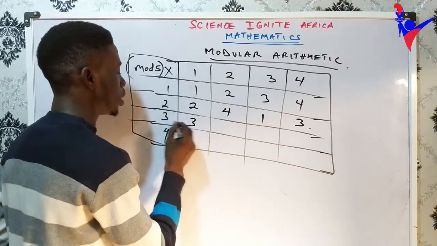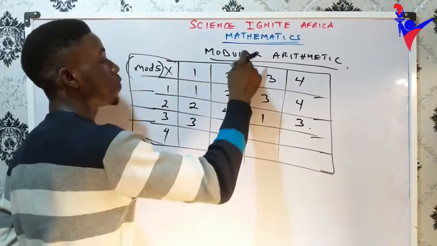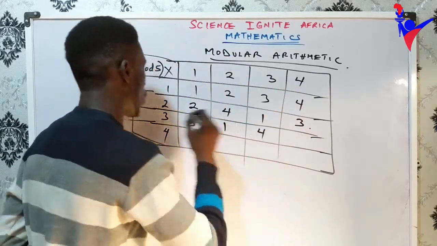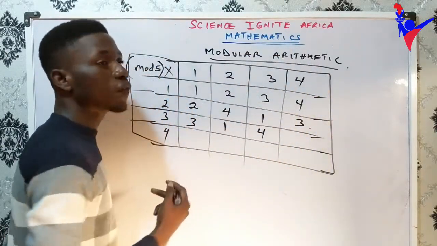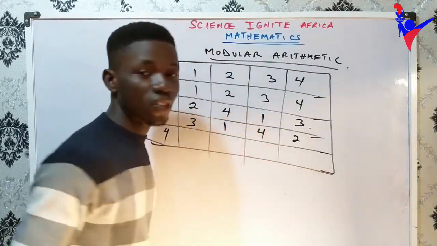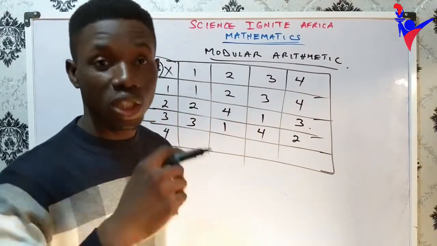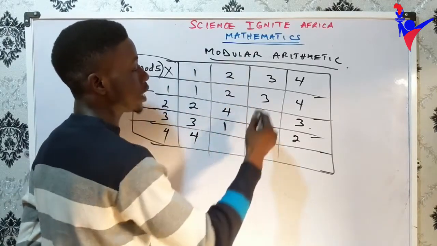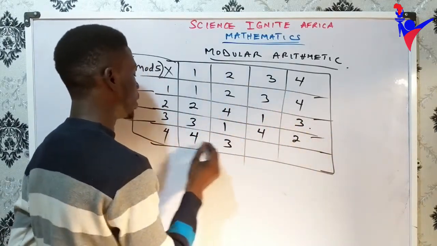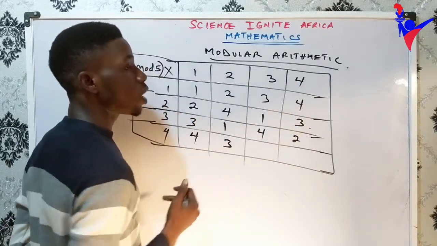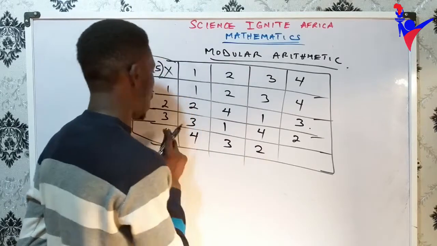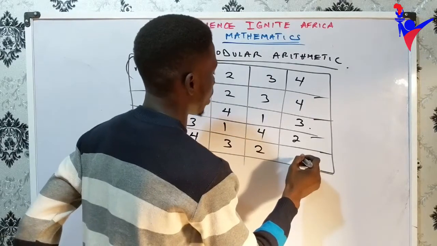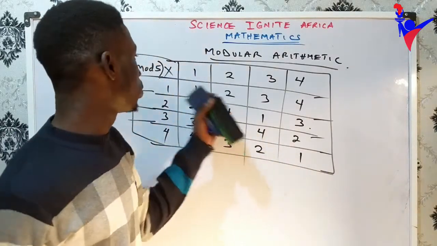3 times 1 is 3. This is okay. 3 times 2 is 6. So 6 in mod 5, we've already gotten that, is 1. 3 times 3 is 9. 9 in mod 5 is 4. Then 3 times 4 is 12. 12 in mod 5 is 2, because 12 divided by 5 is 2 remainder 2. Then 4 times 1 is still 4. 4 times 2 is 8, and 8 in mod 5 we've gotten to be 3. 4 times 3 is 12, which in mod 5 is 2. And 4 times 4 is 16. 16 in mod 5 is 1. So this is our multiplication table in mod 5.